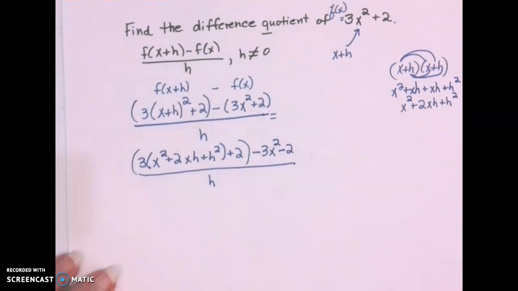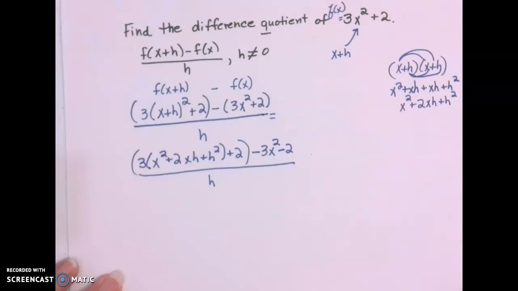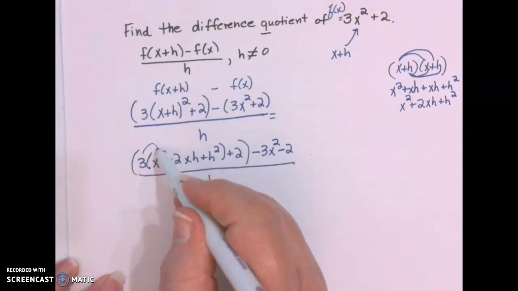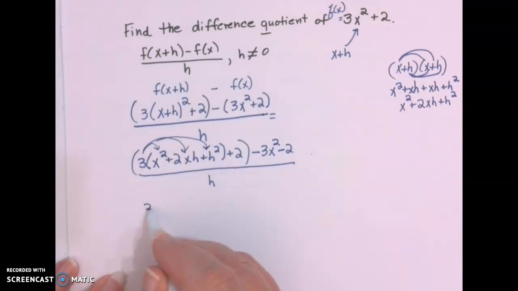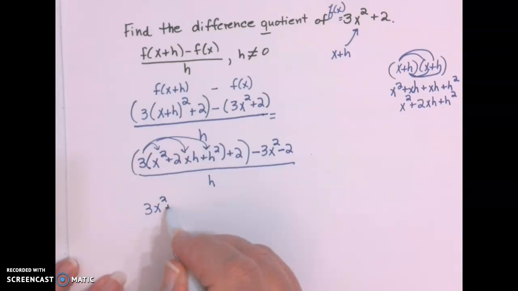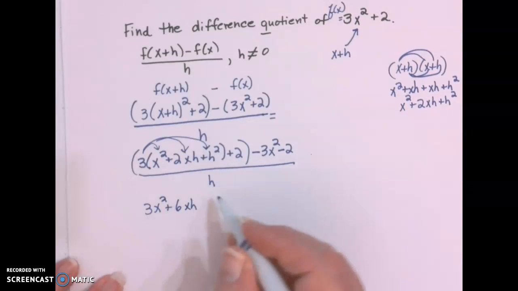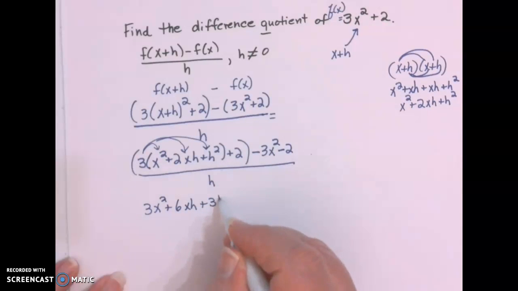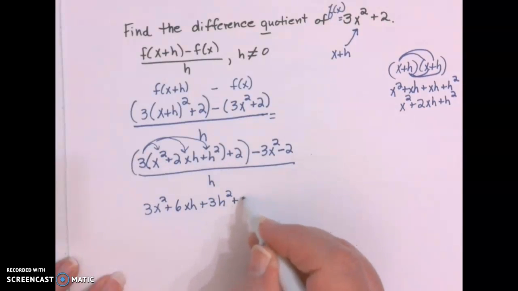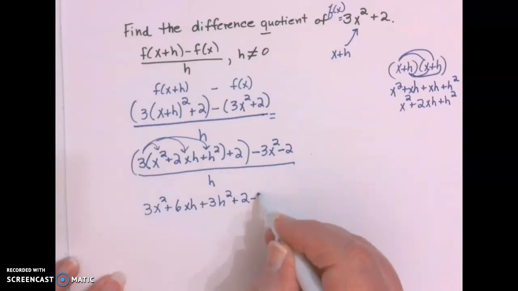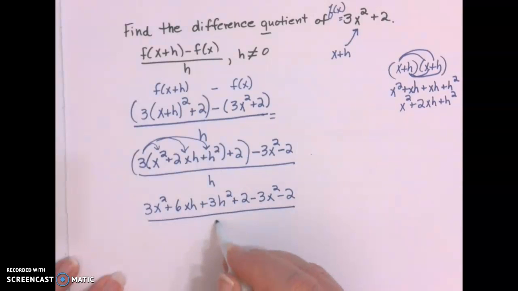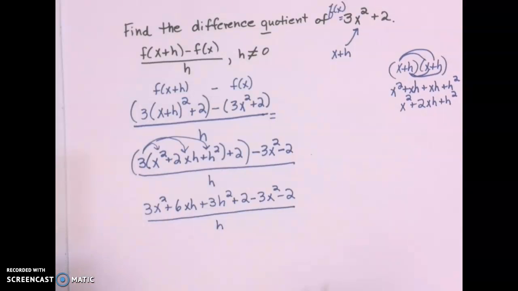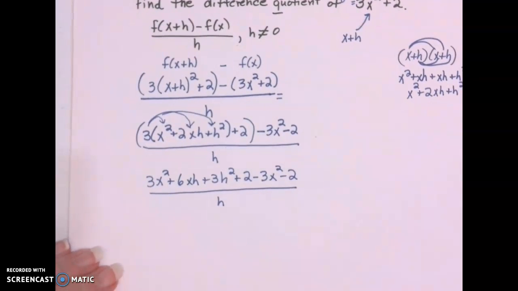Now let's continue removing parentheses. We need to do the distributive property because everything inside needs to be multiplied times the 3. So I have 3x squared plus 6xh plus 3h squared, and tack on my 2. And then I have subtract 3x squared minus 2, all of that over h. So this can be a tedious process unless you're very careful. Write down every step as you're working through this.